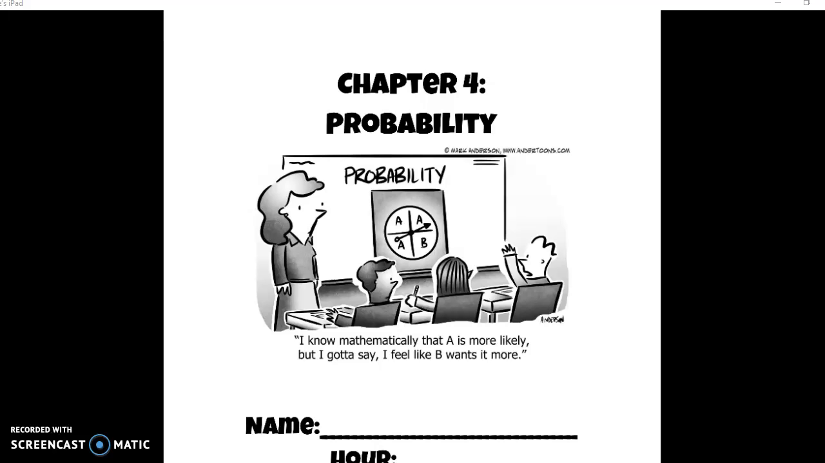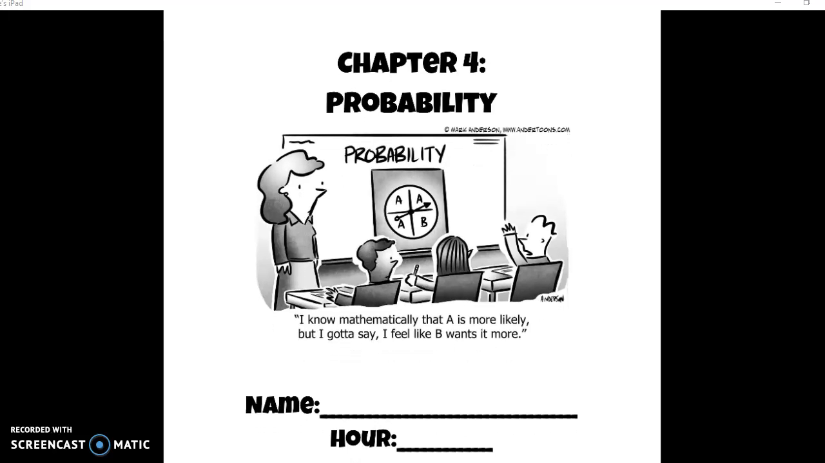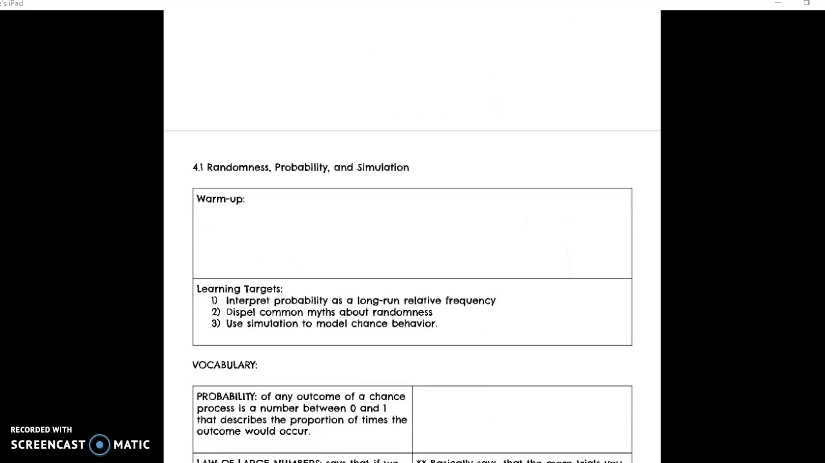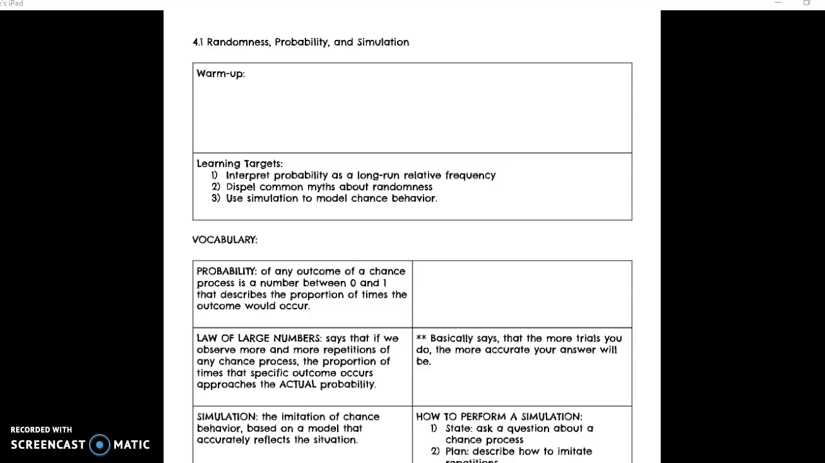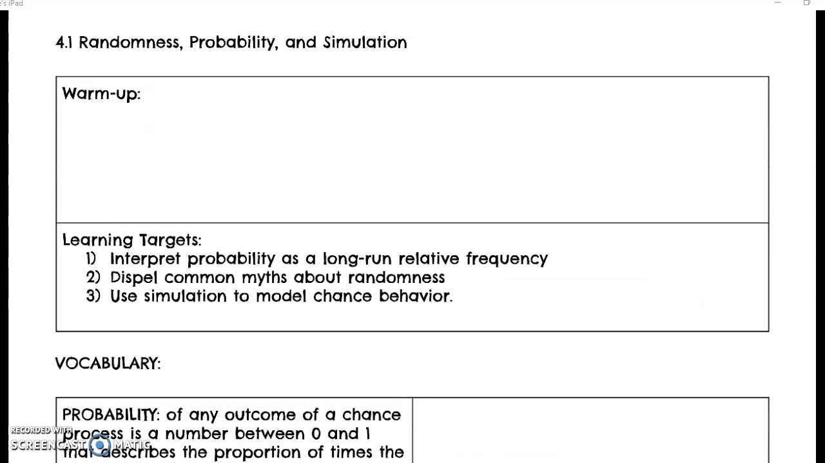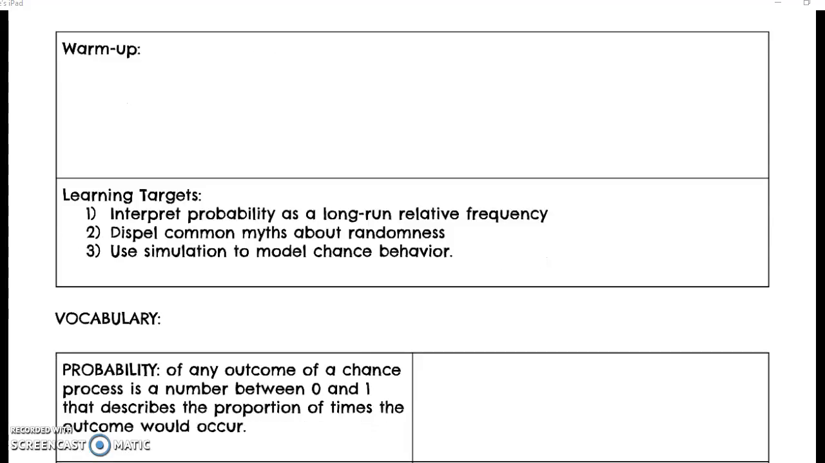Chapter 4 is all about probability. We're going to be going over a lot about probability. Today is just the intro. We're going to talk about three things: what's called probability in the long run, some myths that you might think about randomness, and what's called simulation. It'll be a pretty quick lesson, but those are the three things we're talking about.